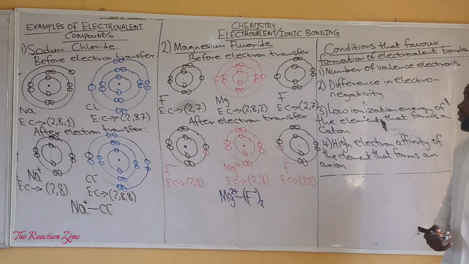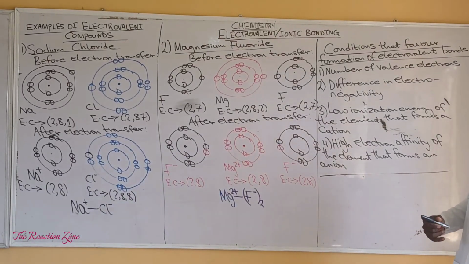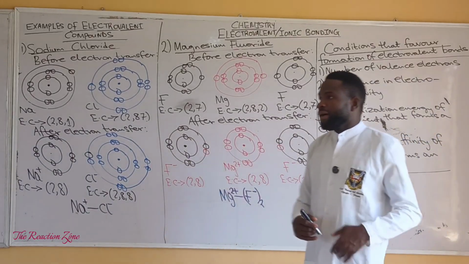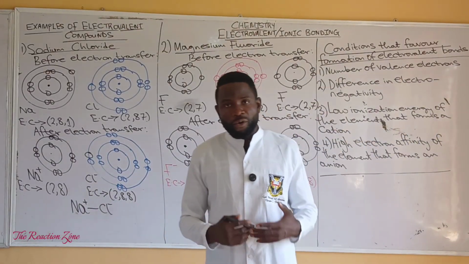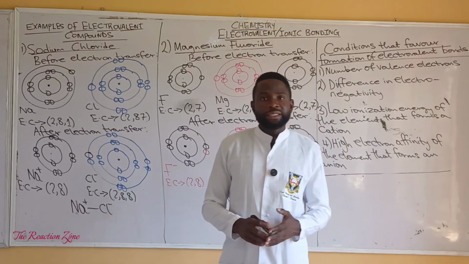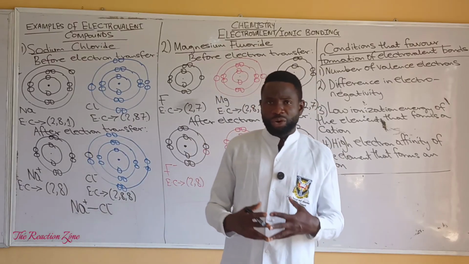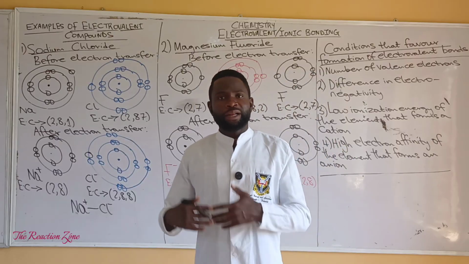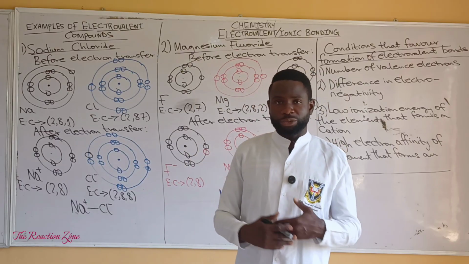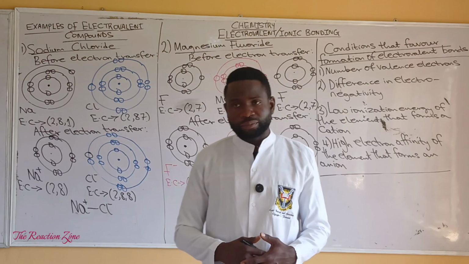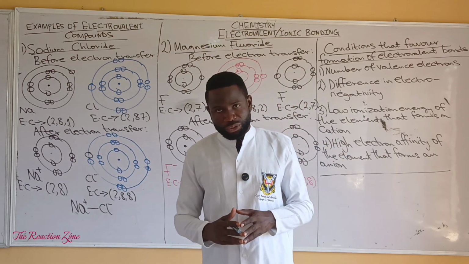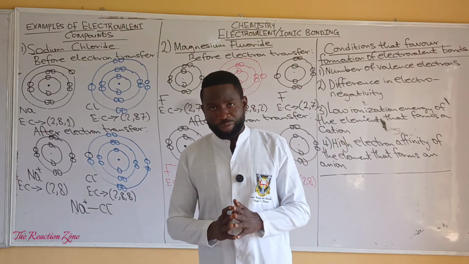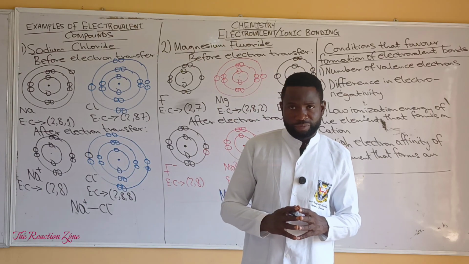In today's lesson, we're going to look at the concept of electrovalent or ionic bonding. An electrovalent or ionic bond is a bond that is formed as a result of the transfer of one or more electrons from an electropositive atom to an electronegative atom. The transfer of electrons from one of the bonding atoms to the other results in the formation of ions.